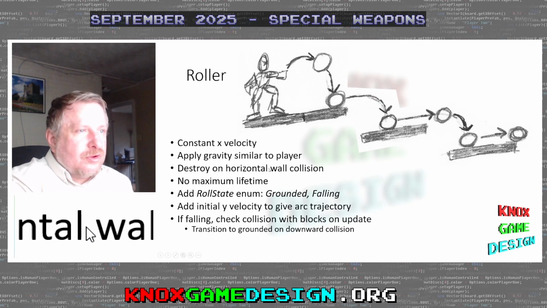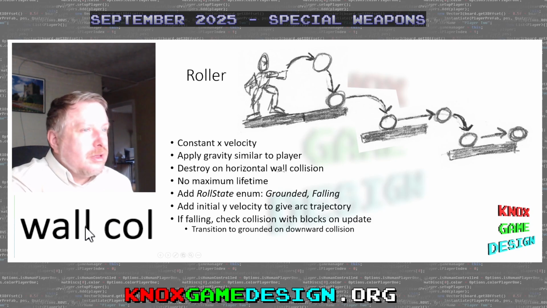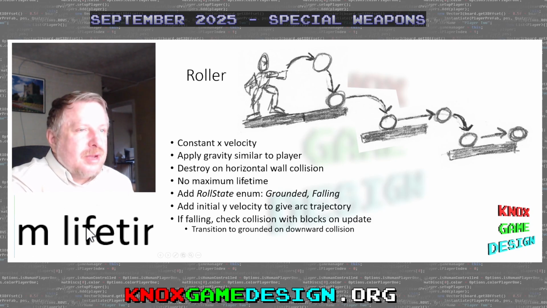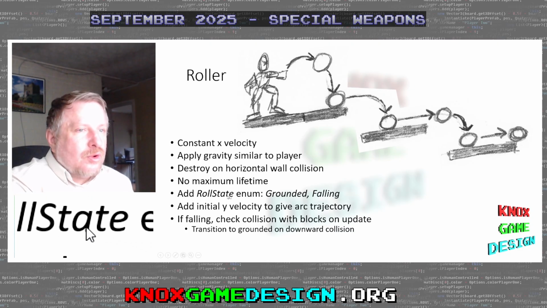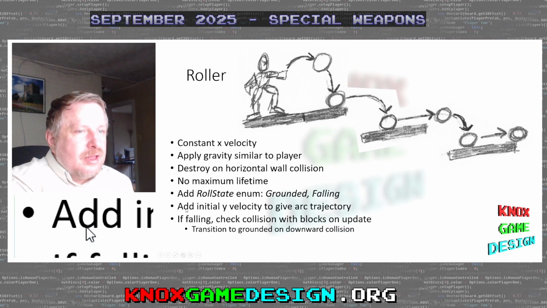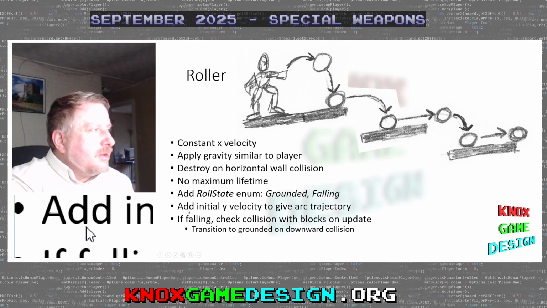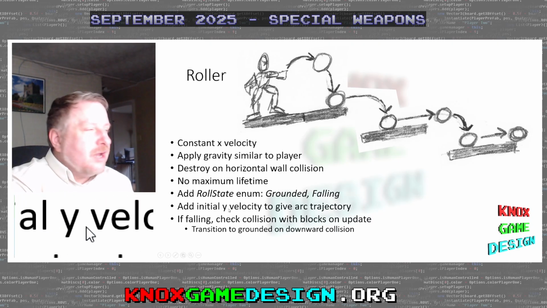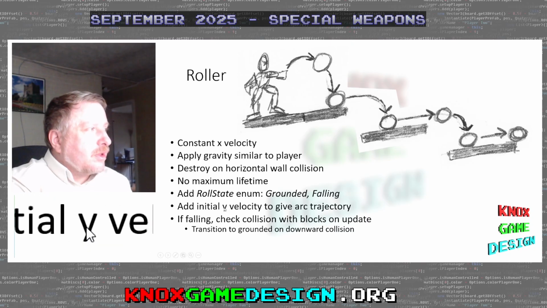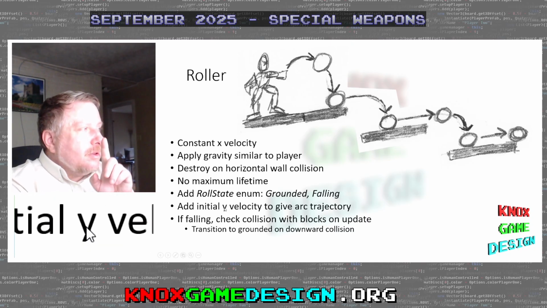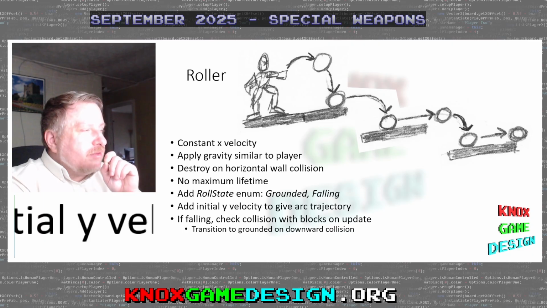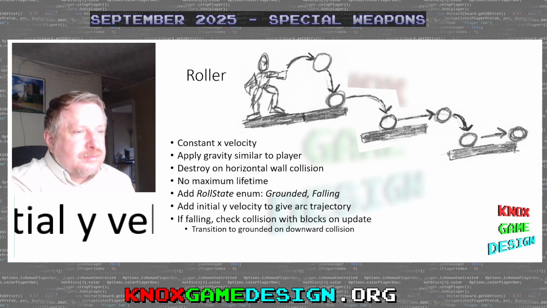You wanted a story on horizontal wall collision. I don't think I implemented that. No maximum lifetime. So here's our roll state, grounded and falling. And what I did is I added an initial Y velocity to the roller. So it goes up a little bit in the positive Y direction, but it has a constant as it's falling, as it's not going up, then we're going to subtract off the acceleration value from that. So it's going to give it an arc whenever you shoot it.